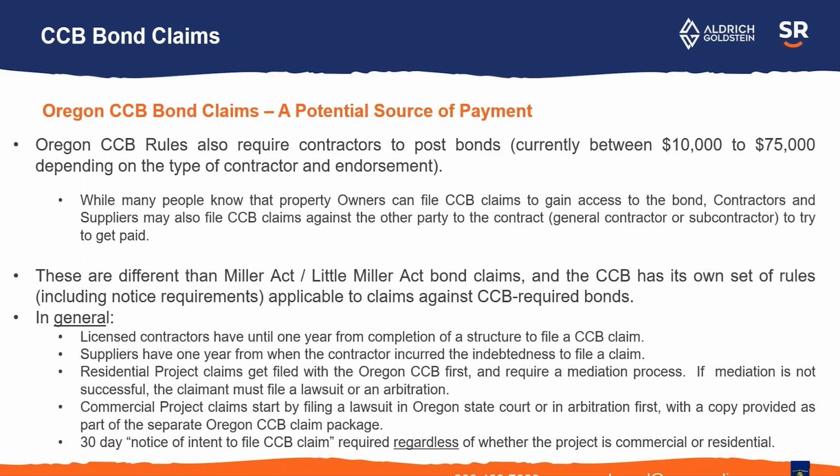One area that people don't often consider is CCB bond claims, another potential source of payment. If you're a contractor in Oregon, you have to post a bond between $10,000 and $75,000. As a subcontractor that's not getting paid, you may be able to make a claim on a GC's CCB required bond. So just know that that's something out there. We've done it where the project is completely out of money. There's no other source of payment. And we've helped people be able to recover some money that way.